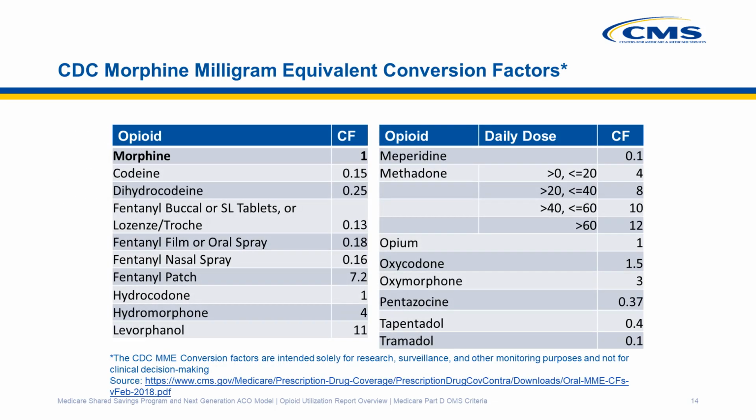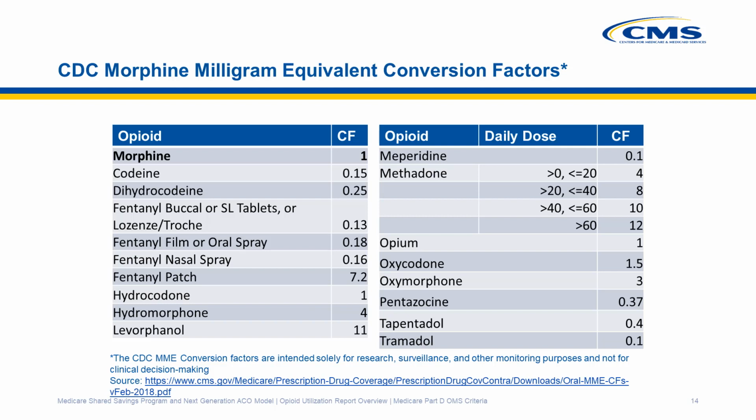To demonstrate the MME conversion factors, we've listed the values for an array of prescription drugs. Morphine is the standard with a conversion factor, or CF, of 1. As you can see, some opioids are stronger, such as oxymorphone with a CF of 3. And others are less potent, such as tramadol with a CF of 0.1. Methadone has 4 conversion factors based on the daily methadone dose.